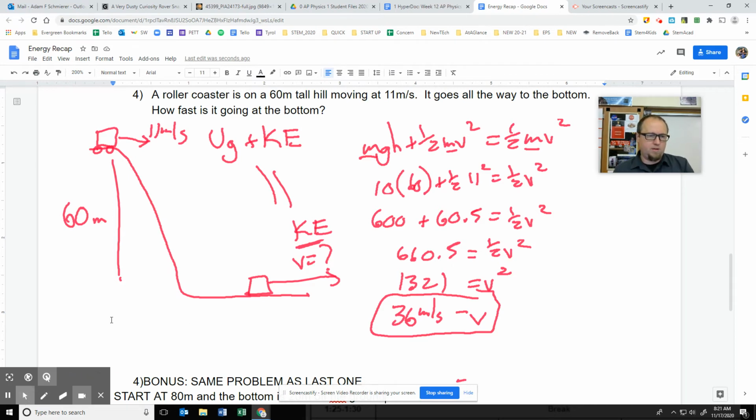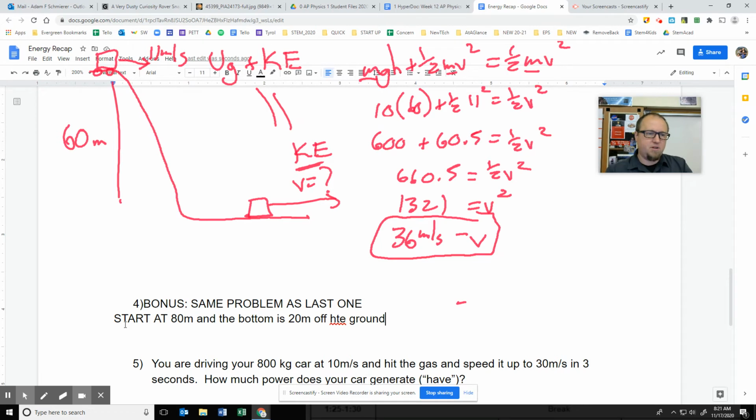Let me scroll down so I can see the problem I just wrote. So instead of starting at 60, we're going to start at 80. But now the bottom of the hill is going to be at 20 meters. So here's 20 meters, right? And I'm going to start at 80 meters.